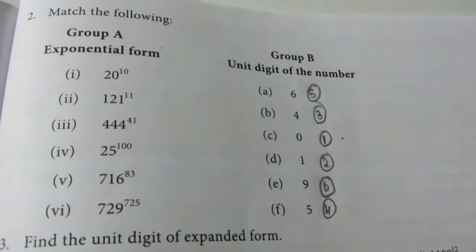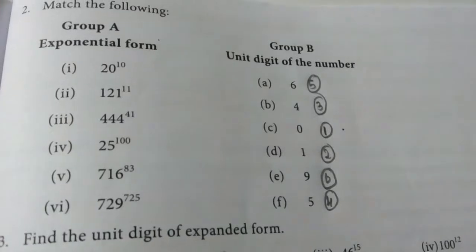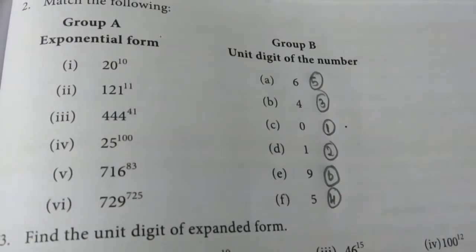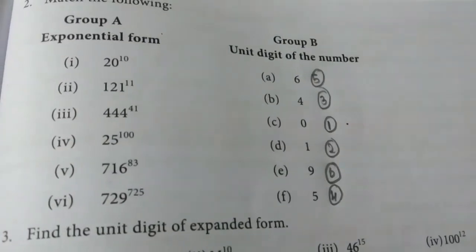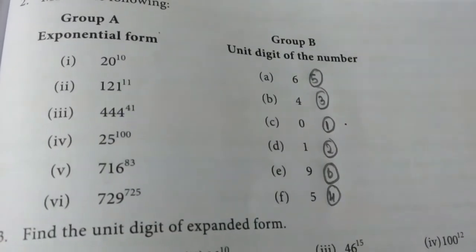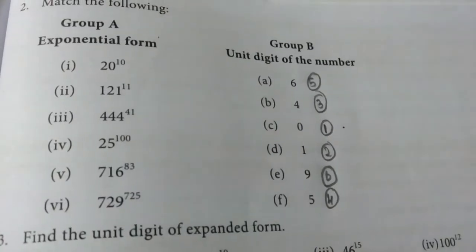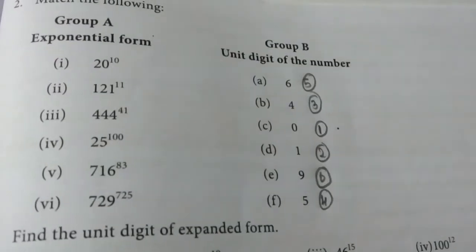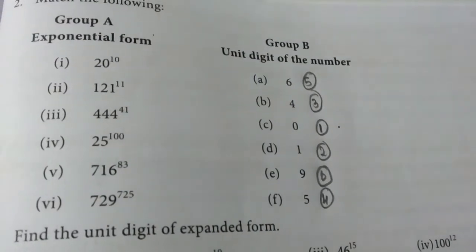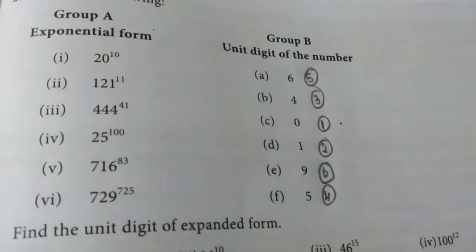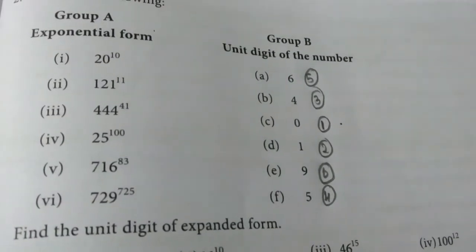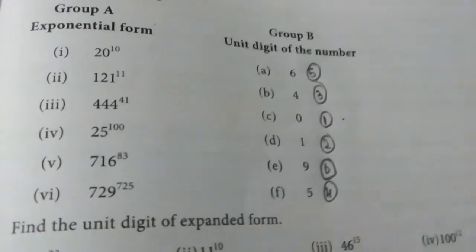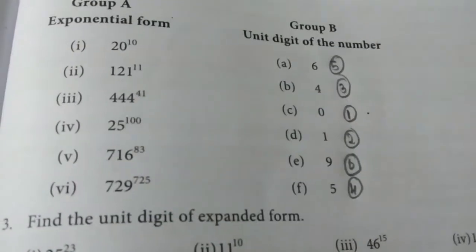So there I have written 1 for you. The second question is 121 the whole power 11. In the unit place the number is 1. 1 power, either odd or even, whatever the number may be, the result we will get in the unit place will be 1 only. If the unit place is 1 and the power is either odd or even, in the answer we will get 1 only. So we can take the answer to be D.